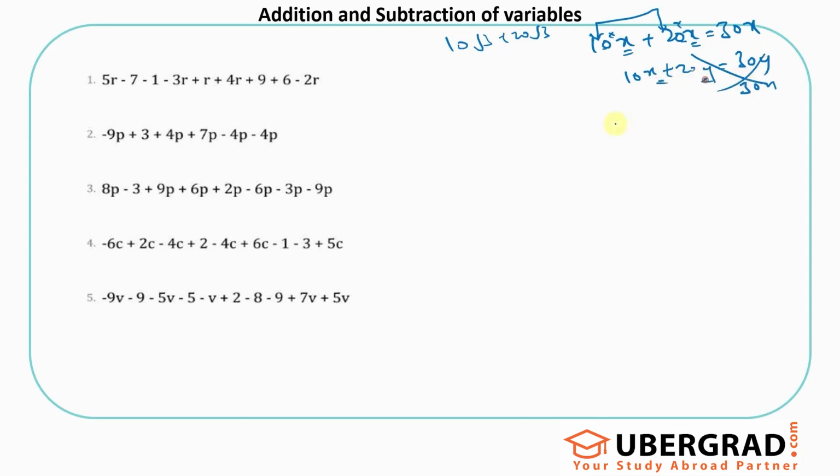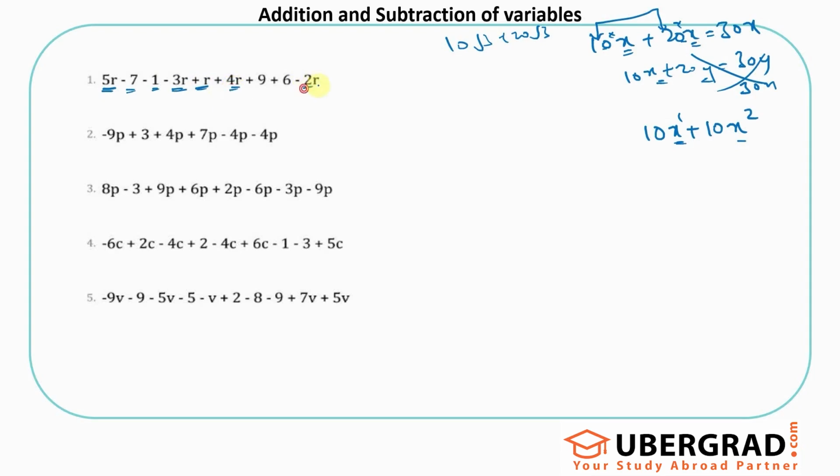The variables are different. Similarly, I cannot add things like 10x square plus 10x. It's x and x, but it is x power 1 and x power 2. They are two different things, so I cannot add them. Similarly, if you see this question, 5r, I cannot add to 7 and 1. These are constants.